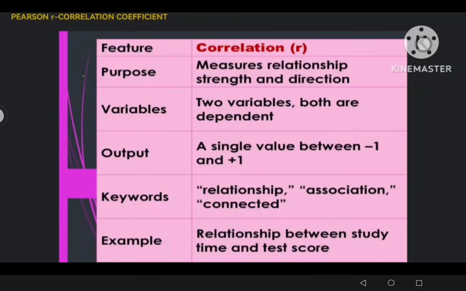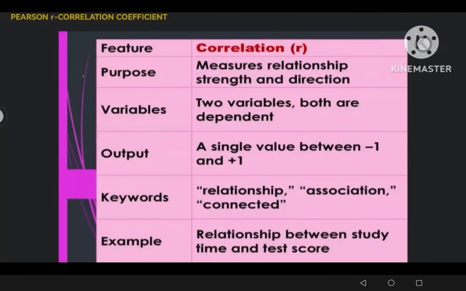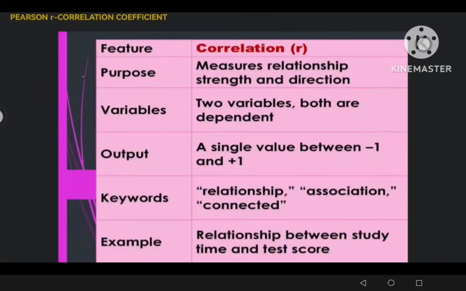Alright, let's summarize the purpose, the variables and output, and some keywords of the Pearson R correlation coefficient. So you can see here, the purpose of correlation is to measure relationship, strength, and direction. It's something like we are going to measure if this certain variable, for example, the relationship of a boy and a girl, how strong they are. It's just an example. Is it a strong positive correlation, or no correlation, or negative correlation, or low negative correlation, something like that.